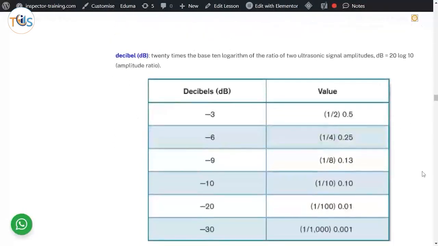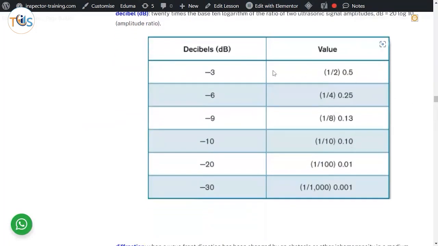And decibel is 20 times the logarithm of the ratio of two ultrasonic signal amplitudes. So if you decrease by 6 decibels, you should get half of the value. You just want to check the soundness of your instruments.